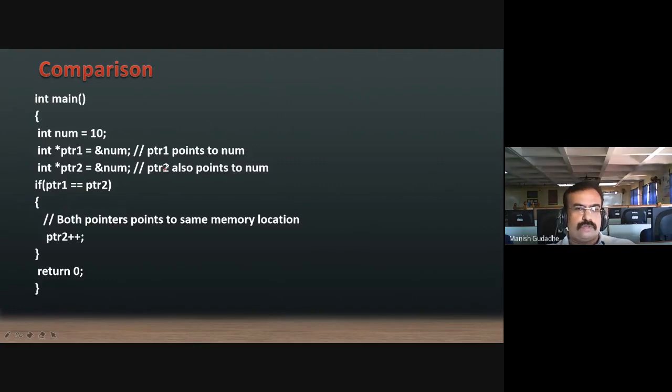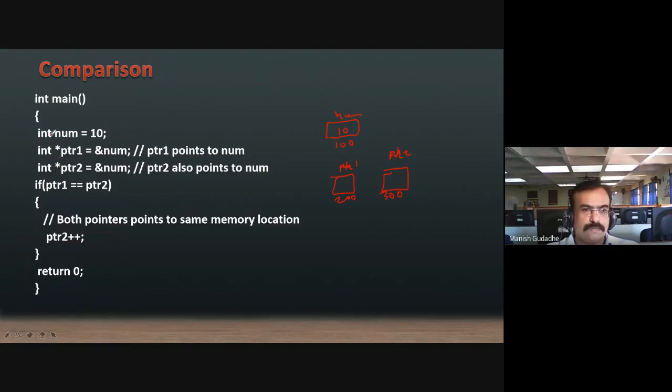So here, a variable num is defined, taking some value, let us say 10, and it is stored at address 100. Another variable is created, PTR1. Next variable is created, PTR2. Let us say that these are located at 200 and 300.